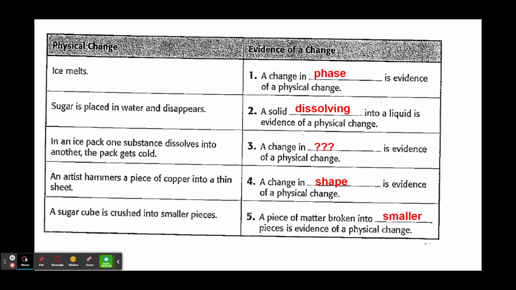We're going to skip number 3 because I don't know what they were talking about there. And then number 4 is talking about a change in shape. Like this example is talking about hammering a piece of copper. So it's still copper, right? Or if I have a piece of paper and I cut it into pieces, it's still paper. So that's a physical change. And then something that's getting crushed or made into smaller pieces, kind of like the paper I just said. This example is a sugar cube. That's also a physical change.